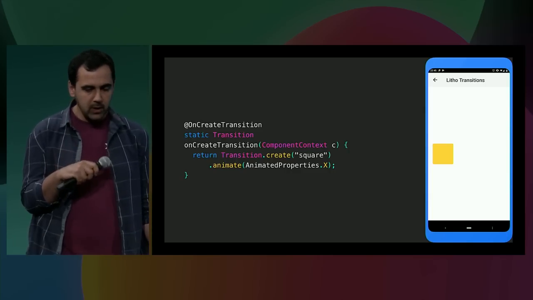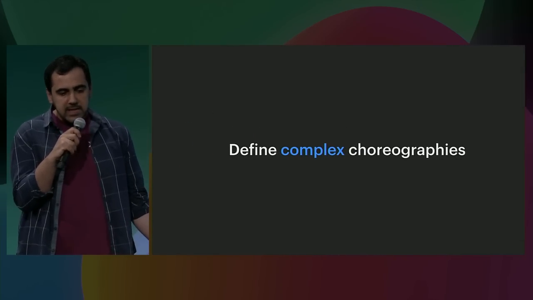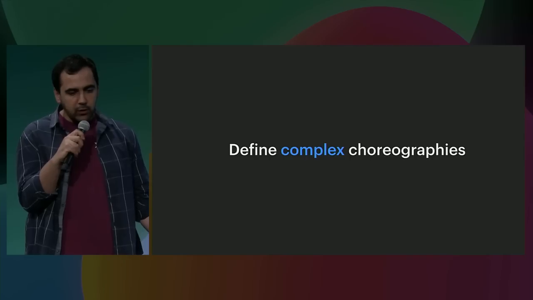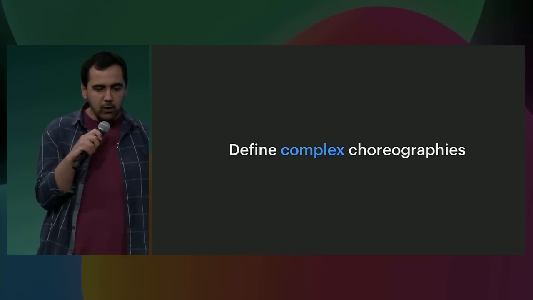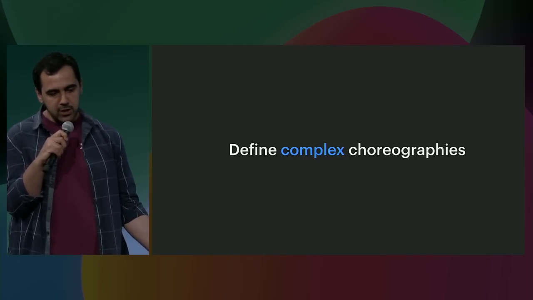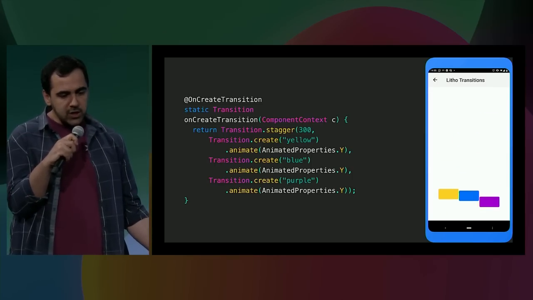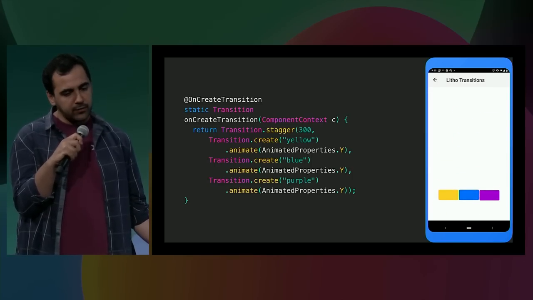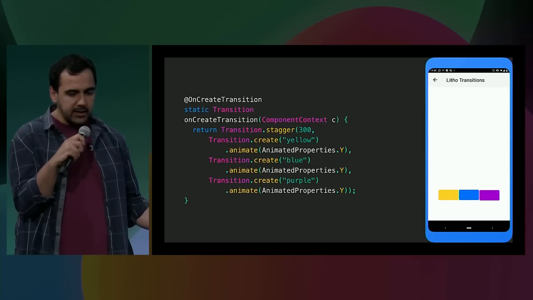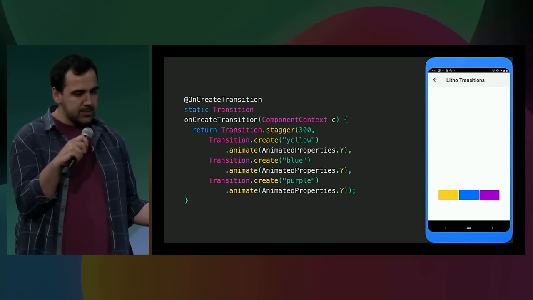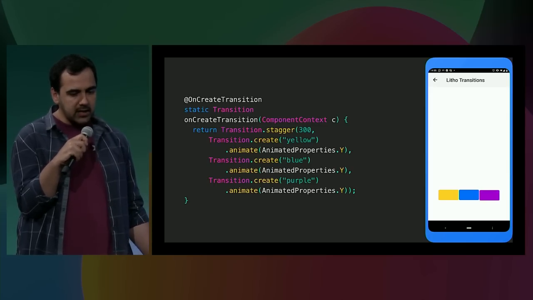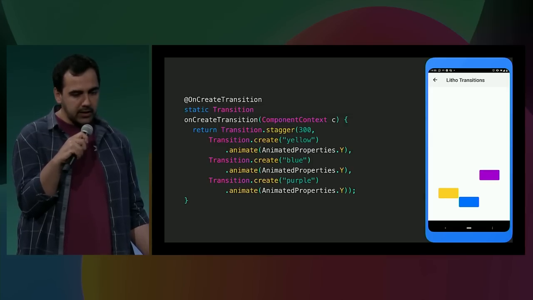Pretty simple, right? For more complex cases, you might want to specify a choreography for your animation, defining ordering between different pieces of the animation. Transitions offers API to do that out of the box. In this case, we're animating the Y position for each one of these boxes, and we're just delaying the beginning of each animation by 300 milliseconds.